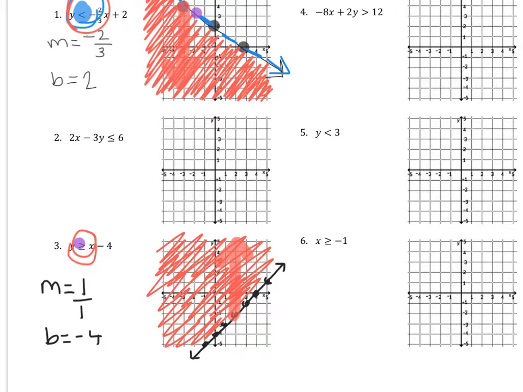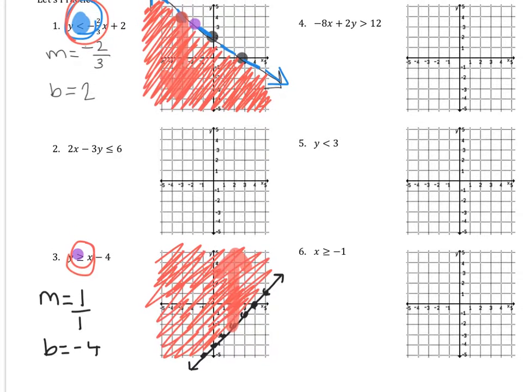So the shading represents all possible solutions. So let's do number 2 now. Looking at number 2, can I immediately graph it? No. Why not? Well, y is not by itself. So I got to get y by itself. So how do I get y by itself?